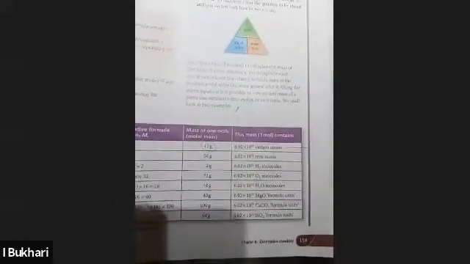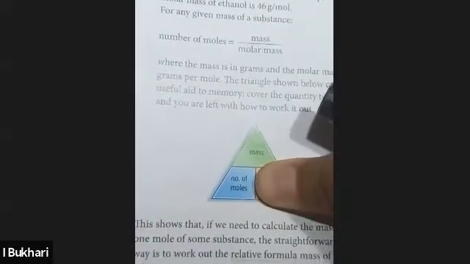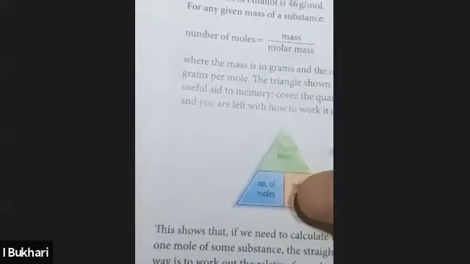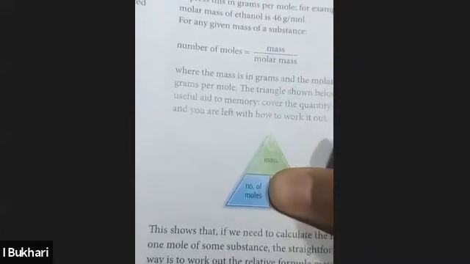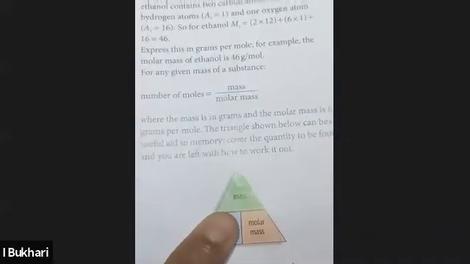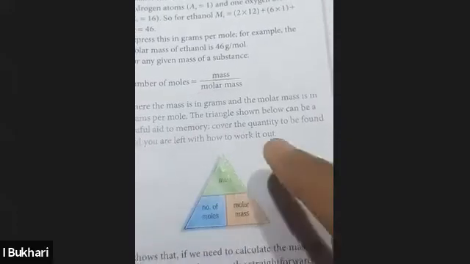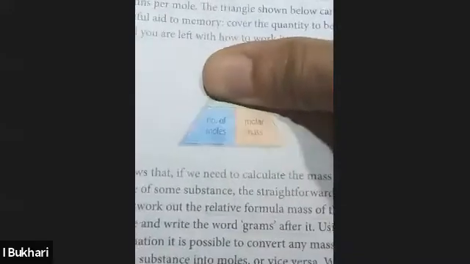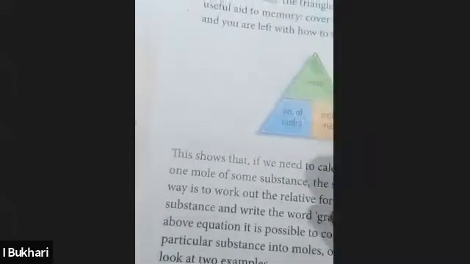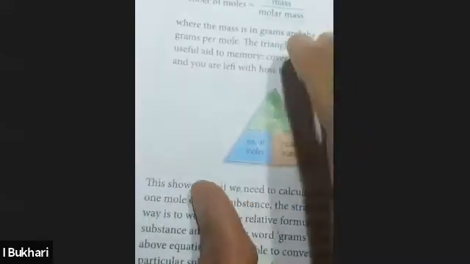So this formula that I just explained is shown here on page 159, this triangle. This is the triangle where you keep the thumb rule. If you want to find out the molar mass, you hide the molar mass, so it is mass divided by the number of moles. If you want to find out the number of moles, you hide the number of moles and divide mass by the molar mass. And if you want to find out mass, then multiply number of moles by the molar mass. But remember, don't just memorize it. Try to understand it, so it would be easier.